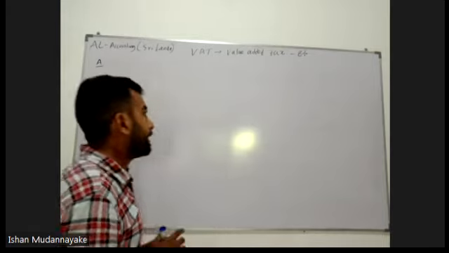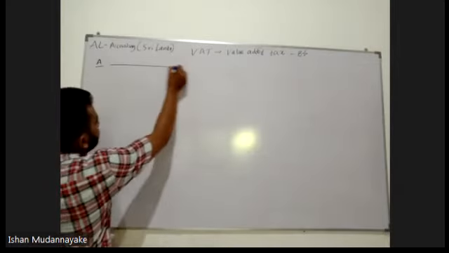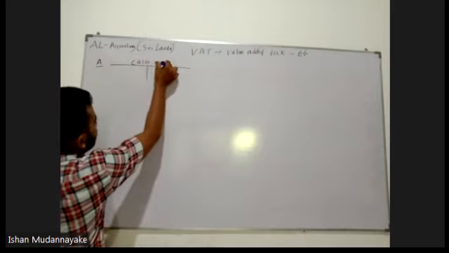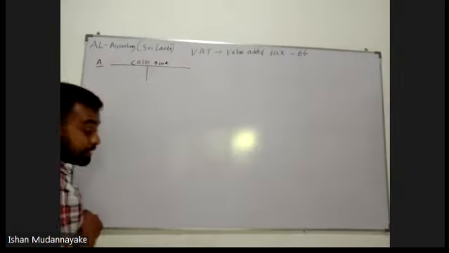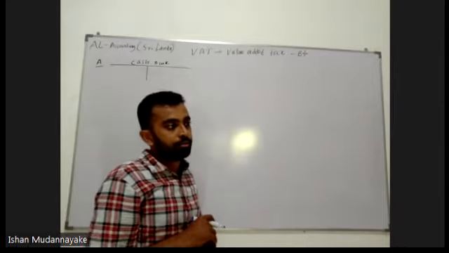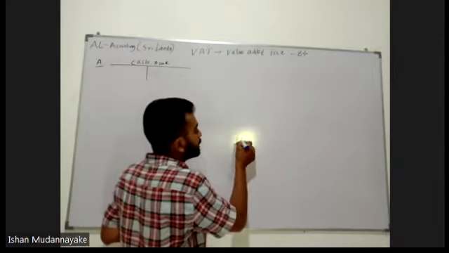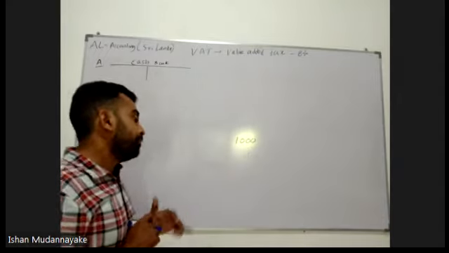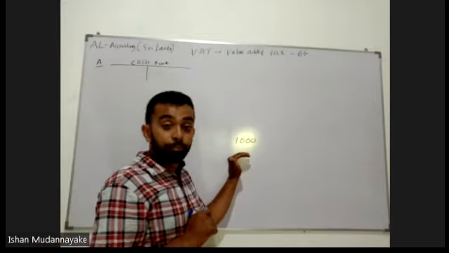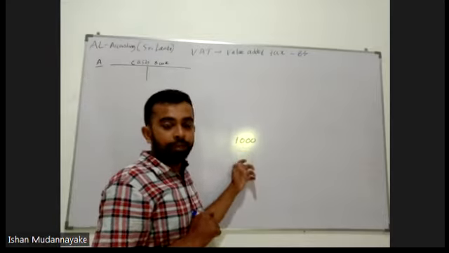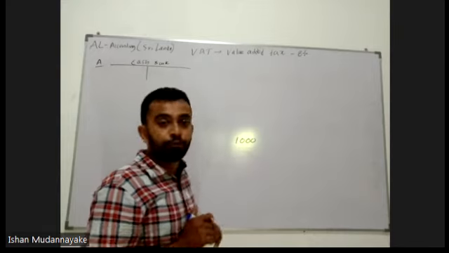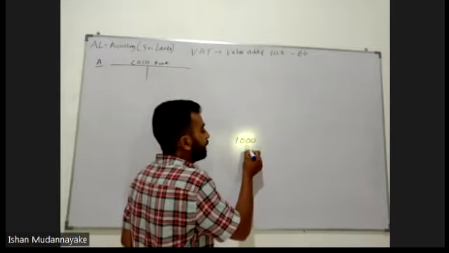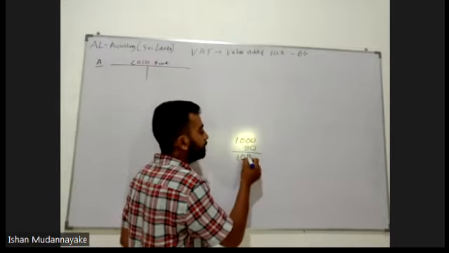Right. Business A, cash book. Business A sold 1,000 product to business B. And when they're selling this 1,000 product to business B, they add 8% to this sales figure. Then the amount is how much? 80 rupees. Total amount 1080.